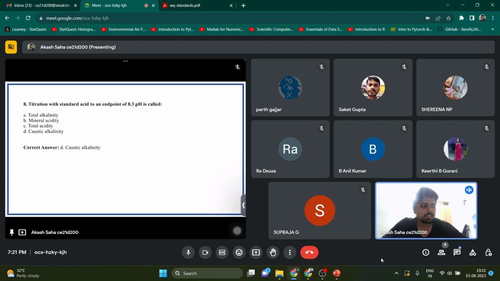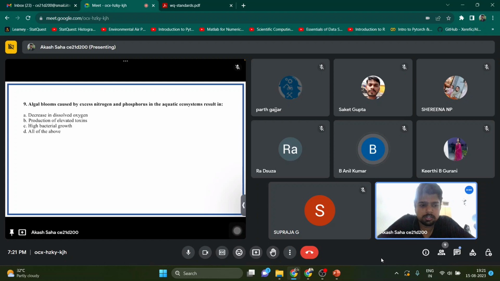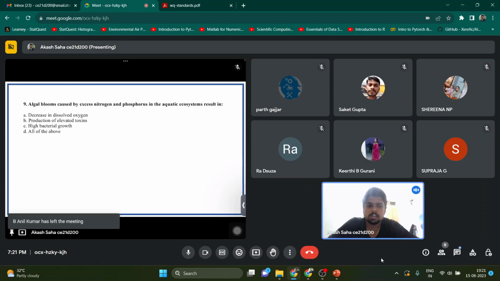And can someone tell me what is the other name of caustic alkalinity? Phenolphthalein alkalinity, yes. So phenolphthalein alkalinity is the other name of caustic alkalinity. Okay. So the next question is: algal blooms caused by excess nitrogen and phosphorus in aquatic ecosystems result in decrease in dissolved oxygen, production of elevated toxins, high bacterial growth, or all of the above.